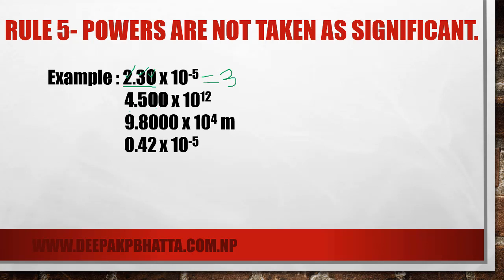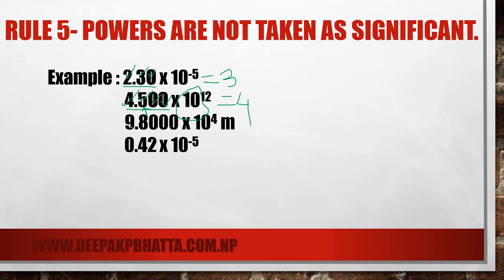That's why its significant figure count is 3. Again, in the second example, 4.500, these zeros come after 5, which is non-zero, so they are to be counted. 10 to the power 12 is not counted. That's why its significant figure count is 4, because 4, 5, 0 and 0. Count here: 1, 2, 3 and 4.